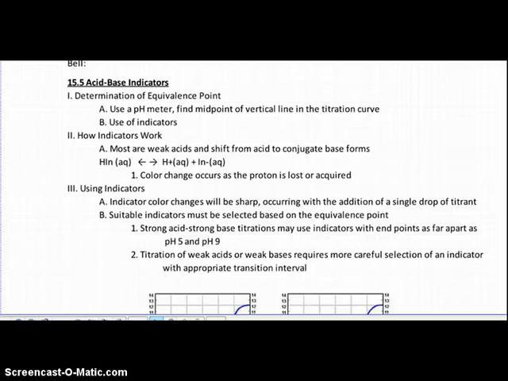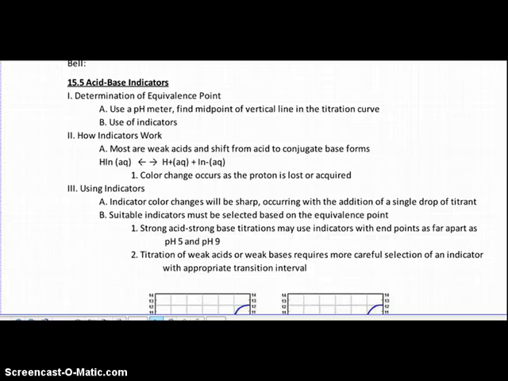So using indicators, again, depending on which indicators you use, with the universal, we didn't see that sharp change in color, but with the phenolphthalein, we did. Like I tried to show you, it didn't work out as well as I'd hoped, but if I had the single drop of the phenolphthalein, it would have gone from colorless to that pink color. And so you can really tell the difference of where you hit that endpoint when you got to the transition interval.